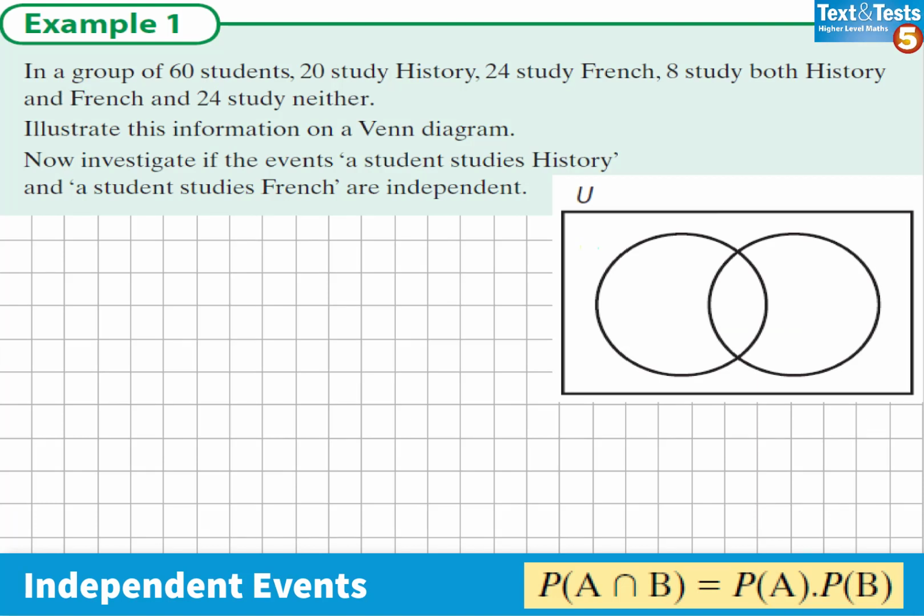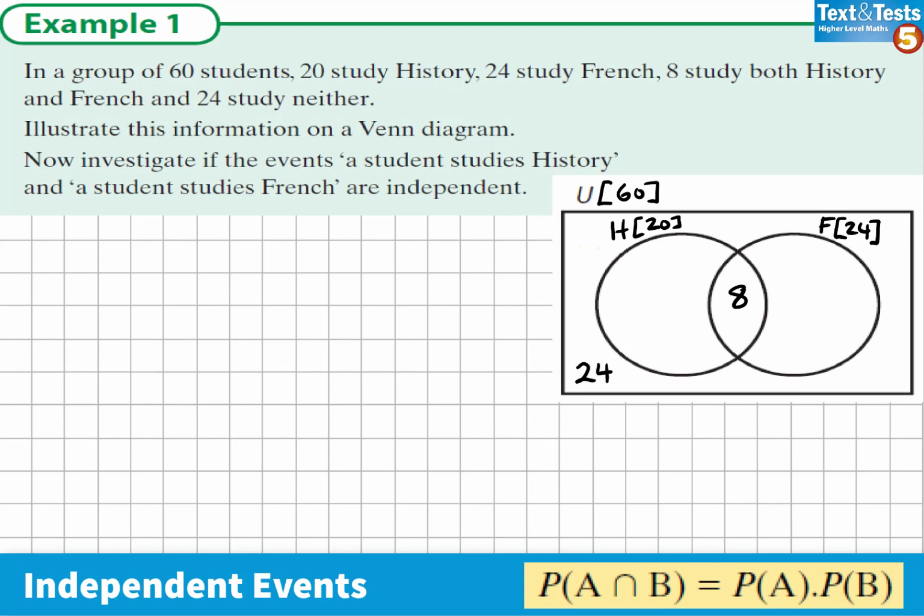In a group of 60 students, 20 study history, 24 study French and 8 study both history and French, 24 study neither. We're asked to illustrate this information on a Venn diagram. So we see there are 60 students altogether, so that's the universe. One of the sets would be history. There's 20 in history and there are 24 in French. 8 study both history and French, that's the intersection.